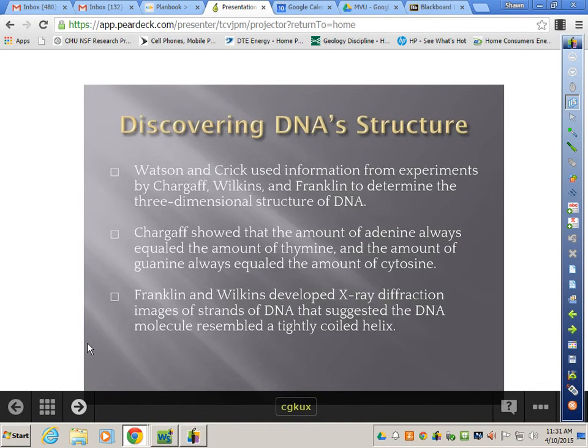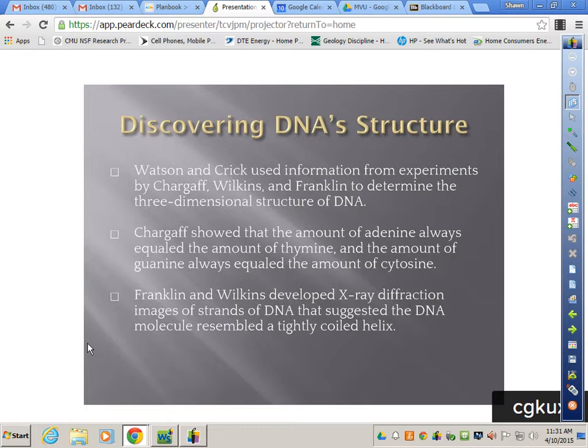So Watson and Crick, these are the two most famous DNA science people because they're attributed with figuring out the actual shape of DNA. But they used work from Chargaff and then these other two scientists called Wilkins and Franklin. It was Rosalind Franklin that actually did most of the work. She didn't win the Nobel Prize, though. Wilkins did because he was a guy.